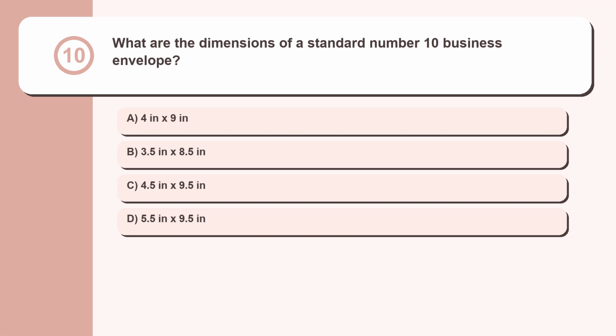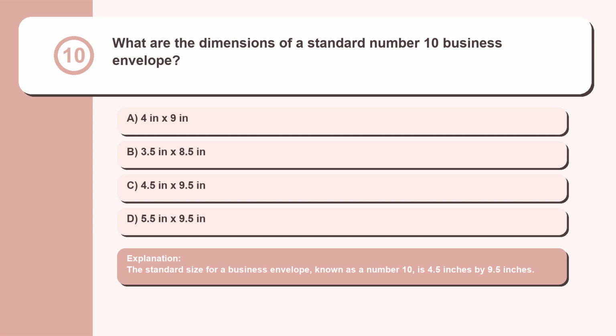Question 10. What are the dimensions of a standard number 10 business envelope? Here are your options. Option A, 4 by 9 inches. Option B, 3.5 by 8.5 inches. Option C, 4.5 by 9.5 inches. Option D, 5.5 by 9.5 inches. Explanation. The standard size for a business envelope, known as a number 10, is 4.5 inches by 9.5 inches.